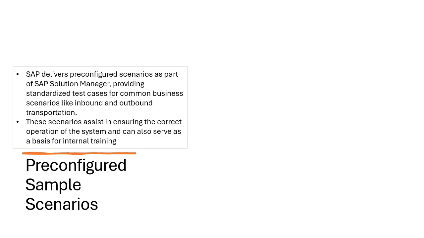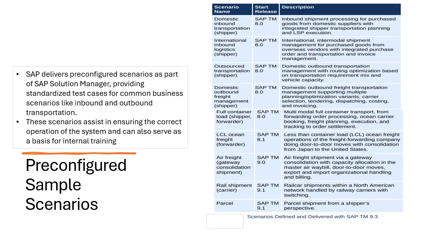So next is the pre-configured sample scenario. SAP provides pre-configured scenarios that include standardized test cases to support business processes in transportation management. These scenarios help users to implement testing and employee training by providing practical examples and ensure quality of the system setup. This image shows the various transportation scenarios within SAP TM version 9.3, such as domestic inbound, international logistic, and full container load shipment.